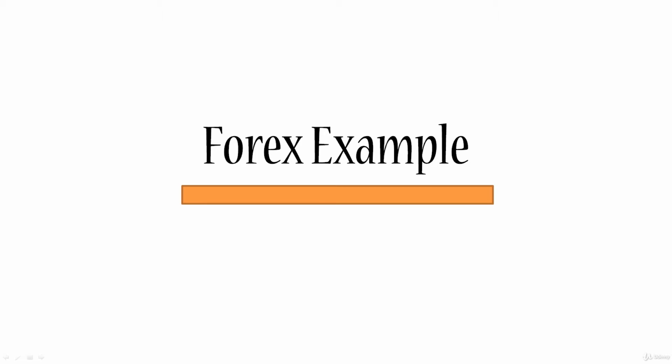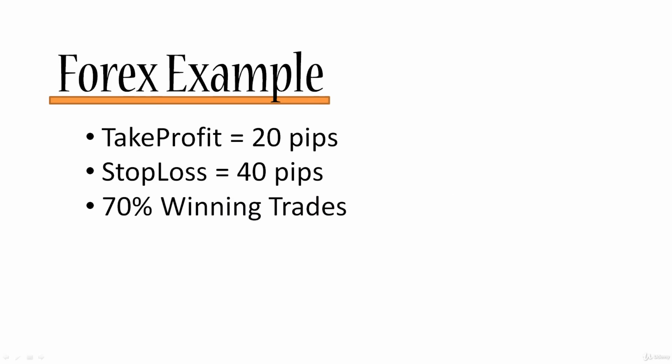And in today's tutorial, we will look at an example of how to apply the Kelly criterion to a real Forex strategy. So here's our strategy in front of us. The take profit is 20 pips and the stop loss is 40 pips. And these values already include any spread and commissions. And also from our trading history, we can see that we have approximately 70% winning trades, give or take some.